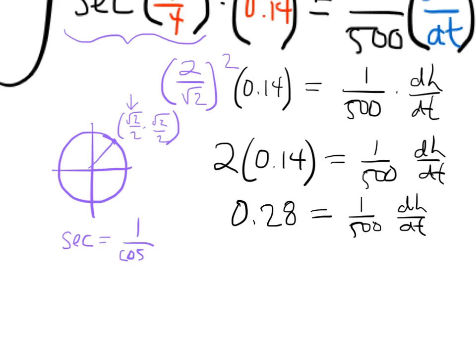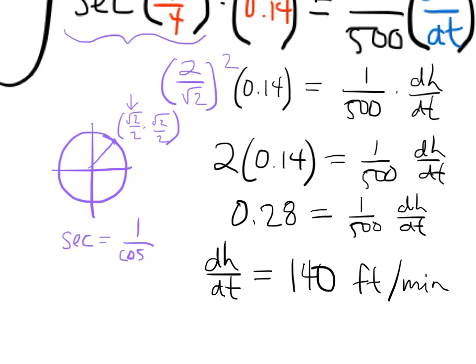And so now we do have to multiply both sides by 500. So if you multiply 0.28 by 5, I think you end up getting 1.4. And then if you multiply that by 100, then you can move the decimal place over. So I believe for this answer we should get dh dt is equal to 140, I believe. And in this case, this is how fast the balloon is rising. So this will be in feet per minute.